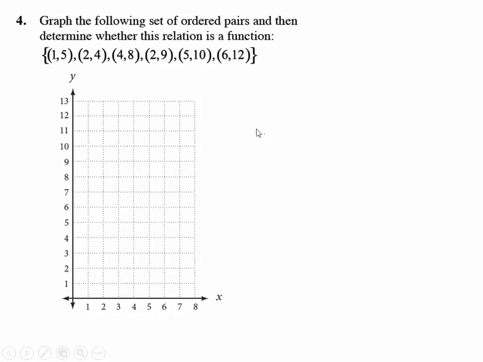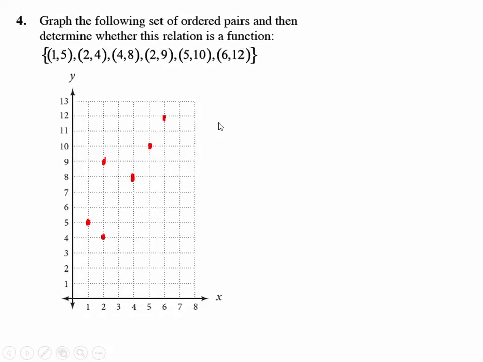Alright, most of you guys are done here. So let's go for it. So 1 goes to 5, 2 goes to 4, 4 goes to 8, 2 goes to 9, 5 goes to 10, 6 goes to 12. And what's our problem? I think it's the 2's right here. Right? 2 can go to 4, then also 2 go to 9.